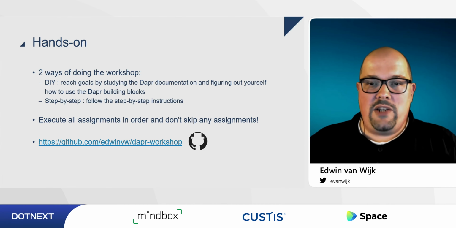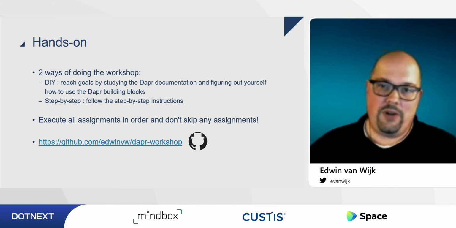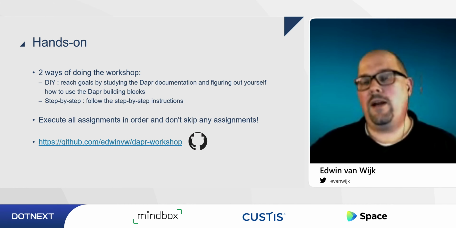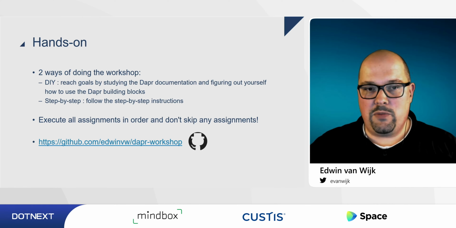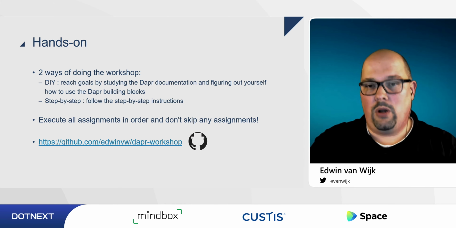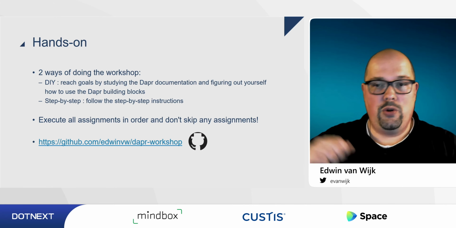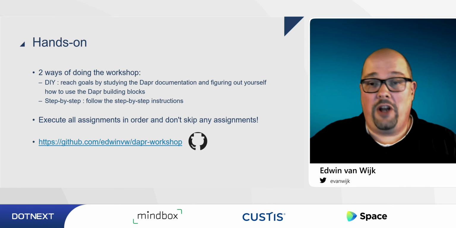Now, there are two ways of doing the workshop. So every assignment that you do, you can either choose the DIY way or the step-by-step way. And the DIY way is basically, okay, this is what I want you to achieve. So we describe the goal of that assignment. And then you just grab the Dapr documentation. And we also assume that you know a lot about .NET 5, .NET Core. And then you try to make that work.